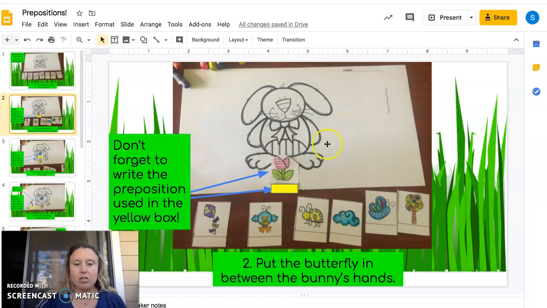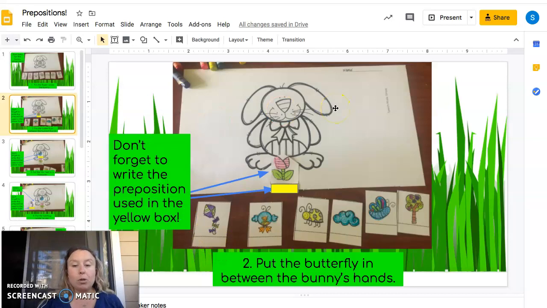And don't forget to write down the preposition that I said in the initial sentence. Put the flower under the bunny, which is the directional term. The answer is under. So that's what you should put in this space. So you can see in mine that I made it yellow to make it easier to see, but on yours it's not going to be yellow. So you just use these blank spaces that you see here.